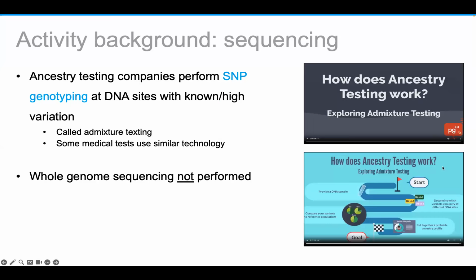We also introduced the students a bit to the concept of sequencing and share that ancestry testing companies typically perform a type of SNP genotyping sequencing at DNA sites with known and high variation. A wonderful video from the Personal Genetics Education Project is included in this part of the lesson so that students can learn how ancestry testing works. This can be watched in class as it is quite short or assigned as pre-work. Interestingly, some medical tests also use similar technology of this type of SNP detection to detect known variants. And whole genome sequencing is not typically performed in ancestry tests, which may be a misconception that your students have.